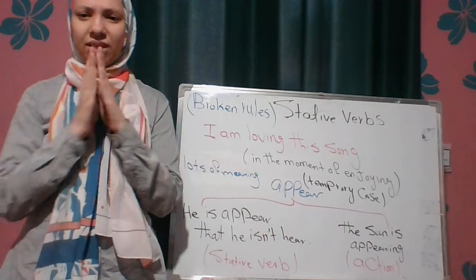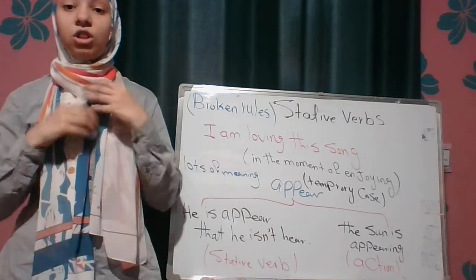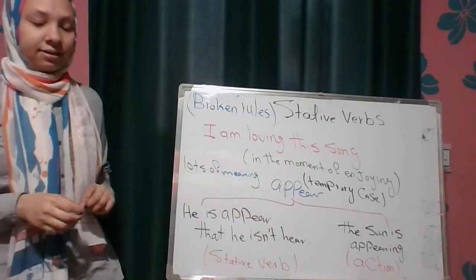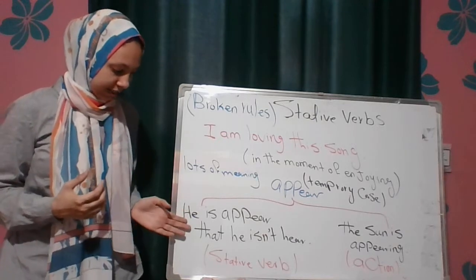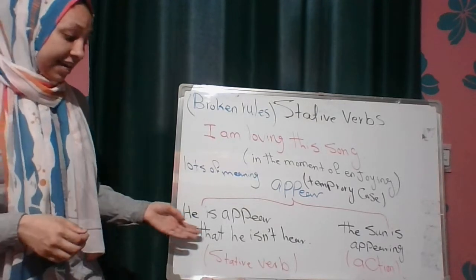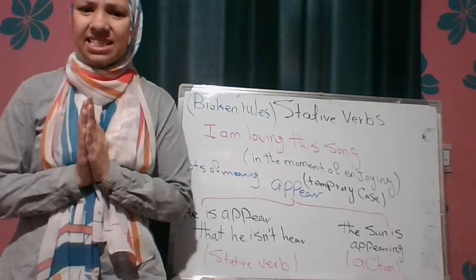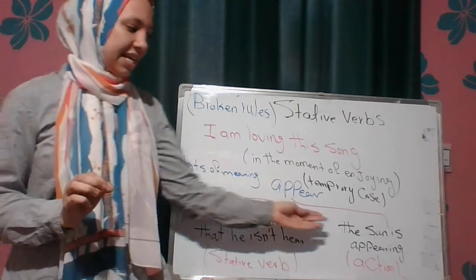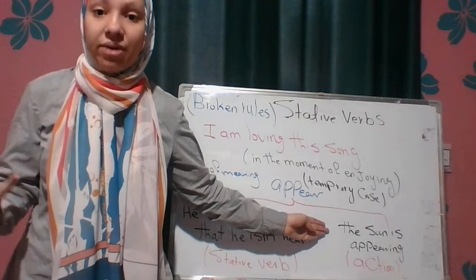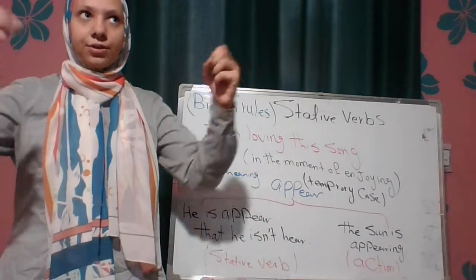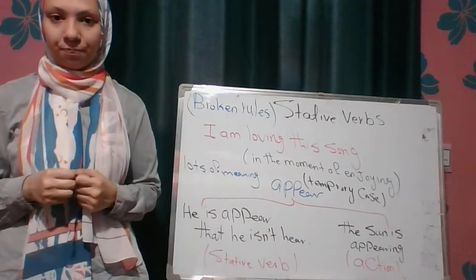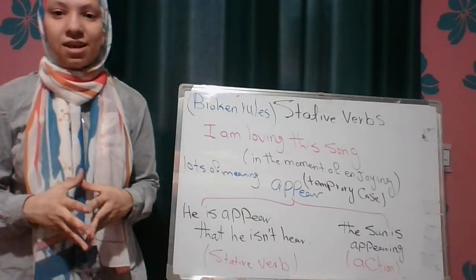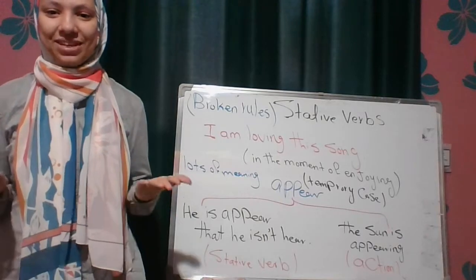Lots of verbs have lots of meanings, like the verb appear. For example, as a stative verb, he appears that he isn't here. So this is a stative verb. But if I say the sun is appearing, this is an action verb. So these are the stative verbs, and I hope you understand them very easily.